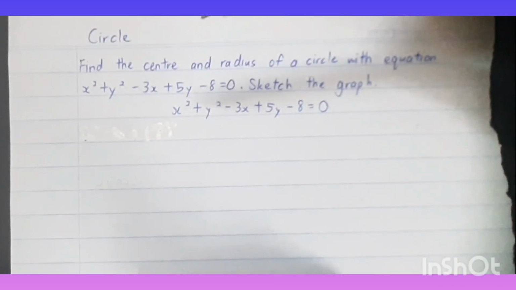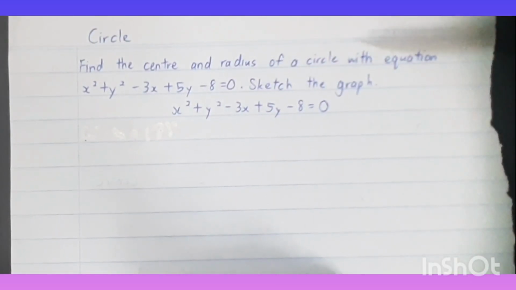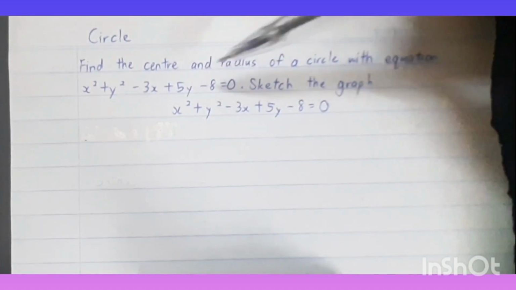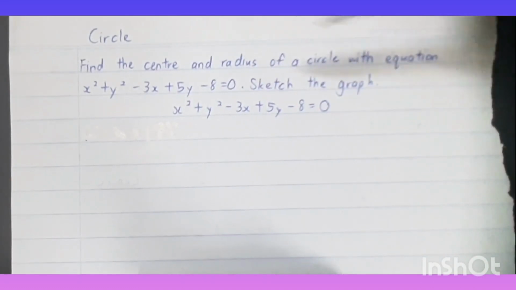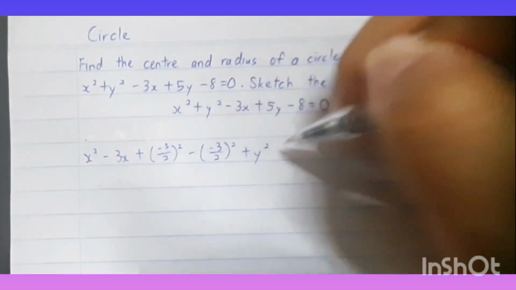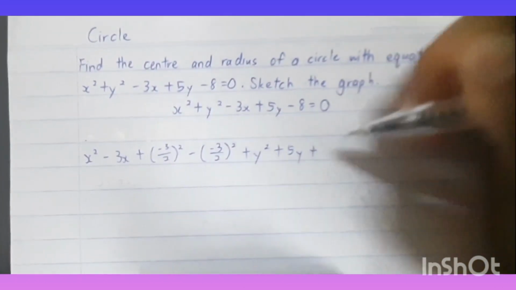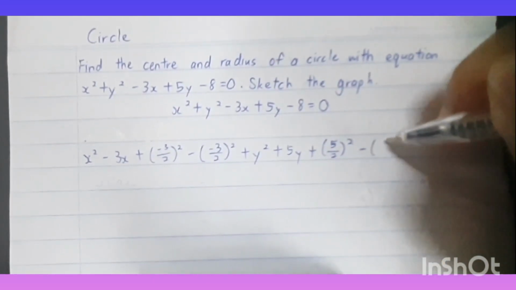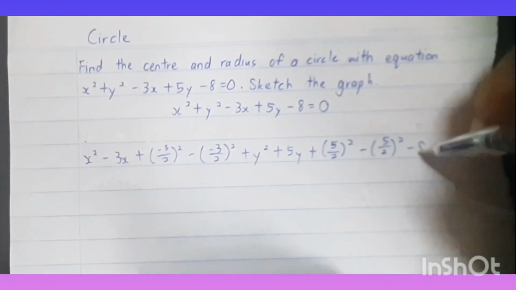This is the question for circle. Find the center and radius of a circle with equation x squared plus y squared minus 3x plus 5y minus 8 equals 0. Then we need to sketch the graph. So firstly, we need to expand. x squared minus 3x plus (negative 3 over 2) squared minus (negative 3 over 2) squared plus y squared plus 5y plus (5 over 2) squared minus (5 over 2) squared minus 8 equals 0.